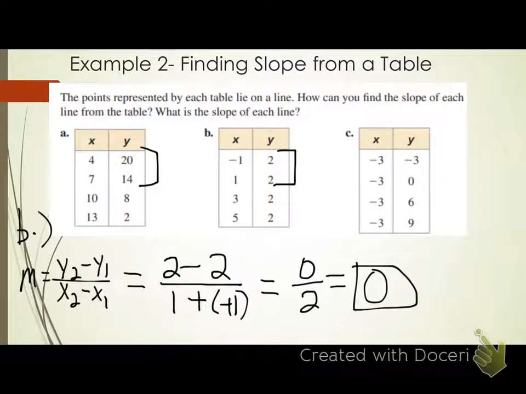Very good. What kind of a line is this? If it has a slope of 0, it's a horizontal line, right? Has a slope of 0. What would be the equation of this line? M equals 0. It's going to be y equals a number, right? What number does y equal here? What are all my y values? 2. Y equals 2. That's the equation of this line.